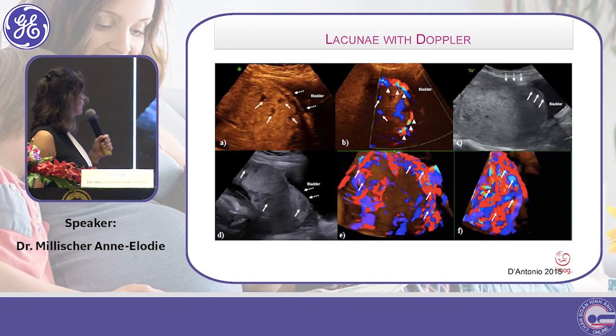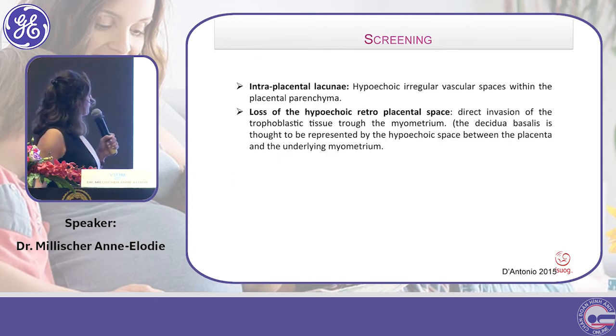And when you put Doppler, you can see that there's a lot of vascularization inside those lacunae. Và khi các bạn bỏ Doppler lên thì các bạn thấy các xoang mạch máu này bắt màu rất mạnh và rất là nhiều. You have another example of those lacunae, and you can see that there are some vessels which cross the inner part of the placenta perpendicularly, as you can see here.